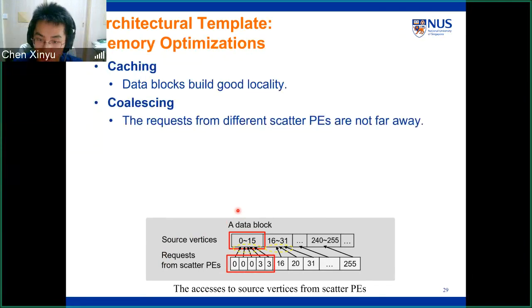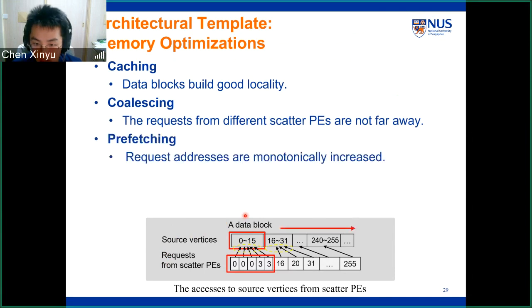Secondly, we have coalescing, because accessing those vertices from different scatter PEs cannot be far away from each other because they are already in ascending order, right? So we can coalesce them together to reduce the number of memory requests to the global memory. We also have prefetching, because the request address is monotonically increasing, so we can prefetch the vertices for future use.